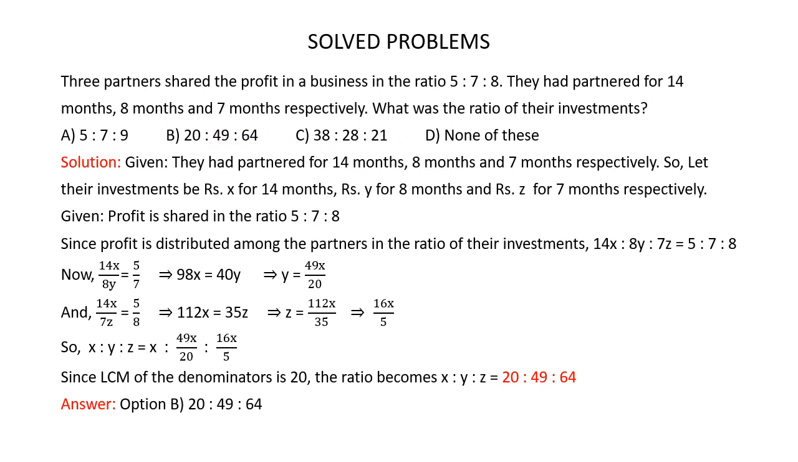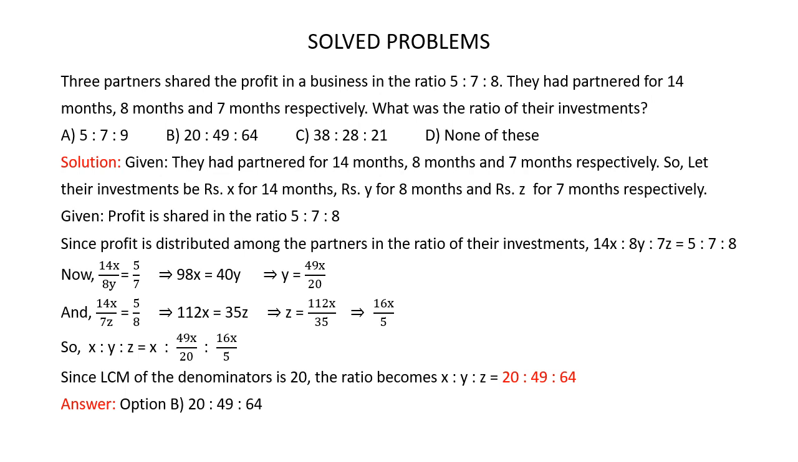Now it's given that the partners had partnered for 14 months, 8 months and 7 months respectively. So let their investments be rupees x for 14 months, rupees y for 8 months and rupees z for 7 months. Now it's given that the profit is shared in the ratio 5 is to 7 is to 8. Since profit is distributed among the partners in the ratio of their investments, 14x is to 8y is to 7z is equal to 5 is to 7 is to 8.